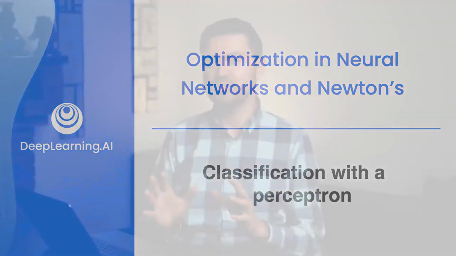You've already seen how to use perceptrons as linear regression problems, but a perceptron can also represent a classification problem, in particular, a binary classification problem. All you have to do is change the activation function. In this video, I show you how.